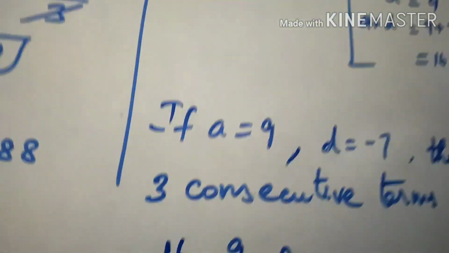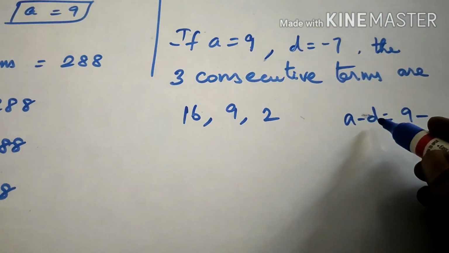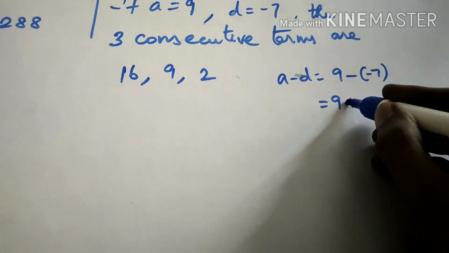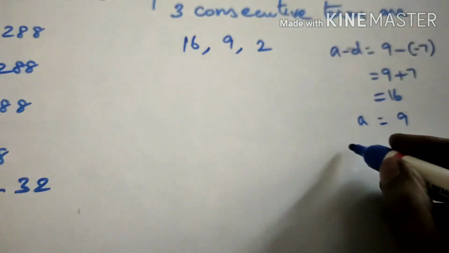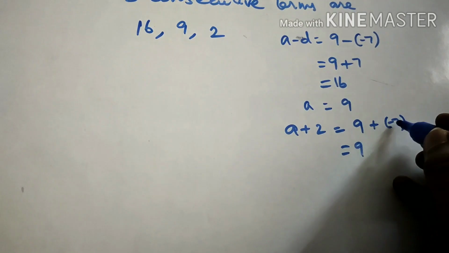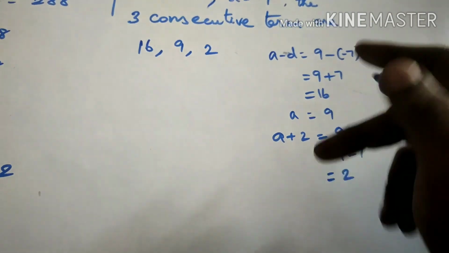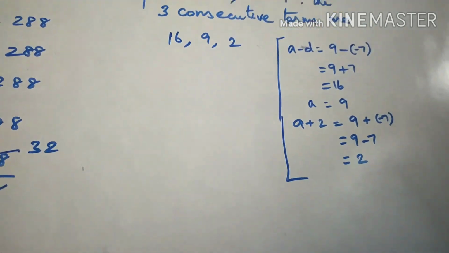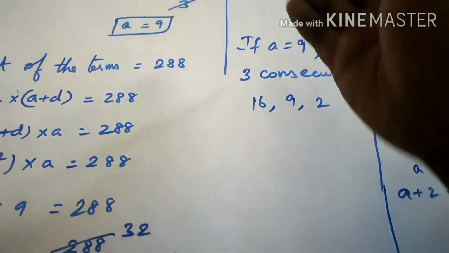If you want to check, you can check. See here, a minus d. A is 9, minus d is minus 7. See here, minus 7. So minus into minus plus, 7 equal to 16. First number. Second number a, that is already 9. A plus d, 9 plus minus 7. Plus into minus, minus, equal to 2. It is 2. Okay. So you need not do this again. Just for your reference I wrote. Well, this part is enough. This you write just in the reverse order.